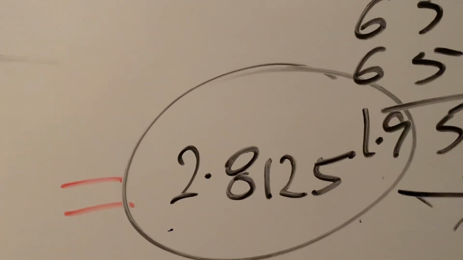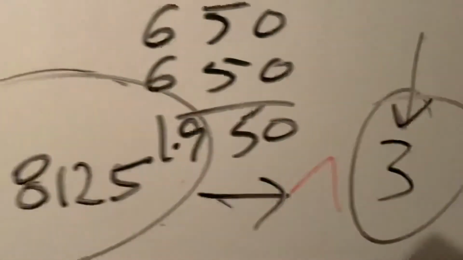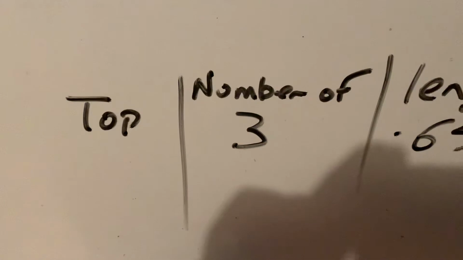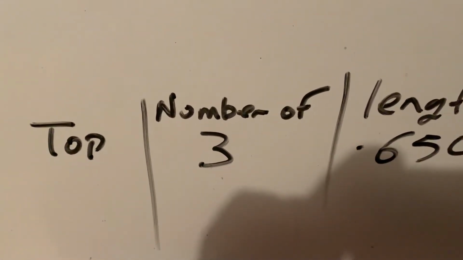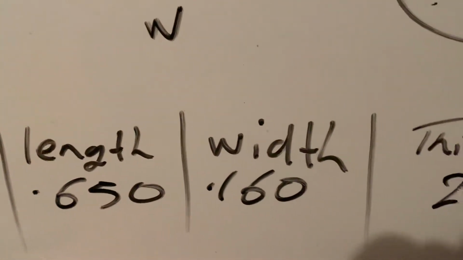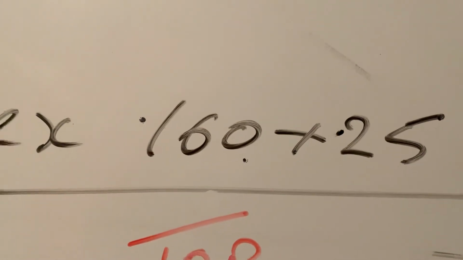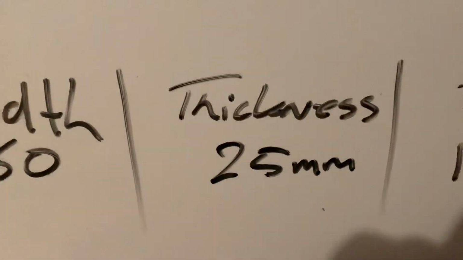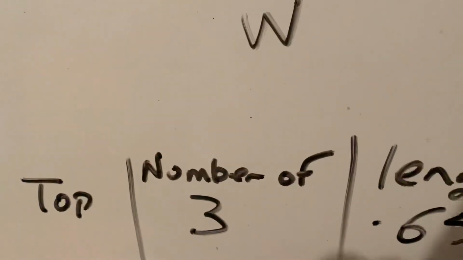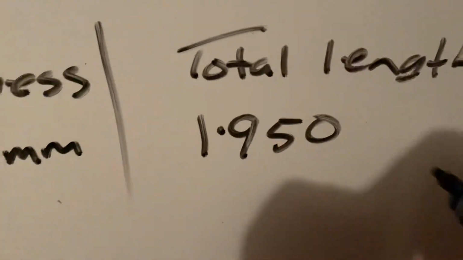We know that we can't order 2.8125 pieces of timber, so we round it up to 3 pieces. Coming back to your table, tabletop, number of pieces, 3. Length, 650, which is the length of your tabletop. Width, which is 160, the width of the timber that you're going to be using to build your tabletop, and it's 25 millimeters thick. 3 times 650 equals 1950.